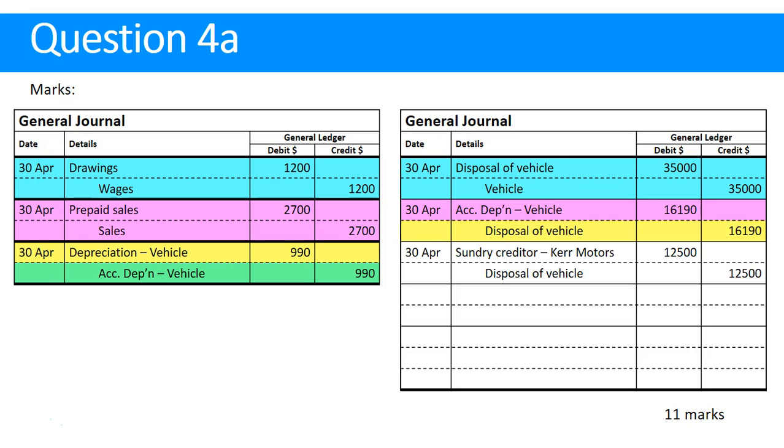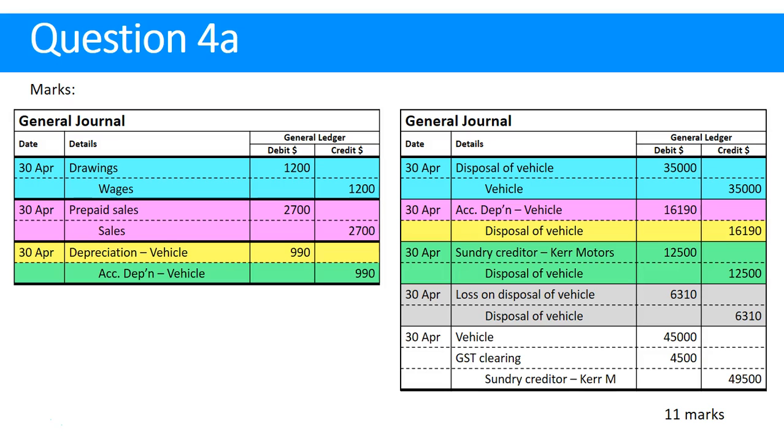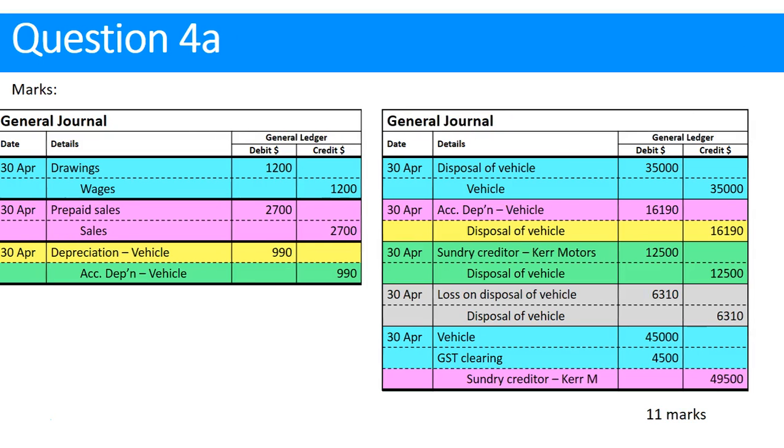Step 3, we recorded the trade-in allowance, and we got a total of 1 mark for that. Step 4, we recorded a loss on disposal, and we got 1 mark for both entries. And our final step was to record the new vehicle. We had 1 mark for recording the debit to vehicle and GST, and 1 mark to the Sundry creditor. So in total we have 11 marks.